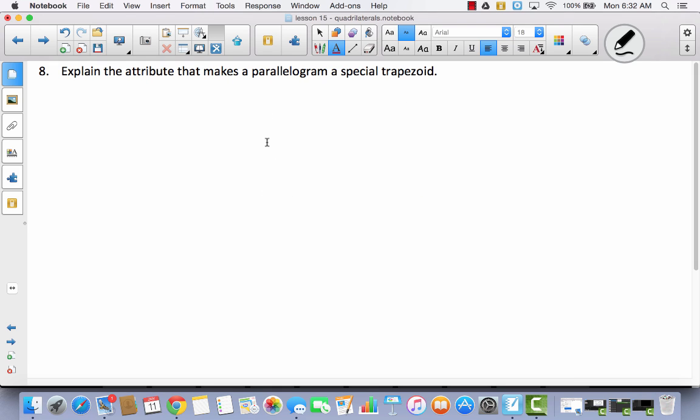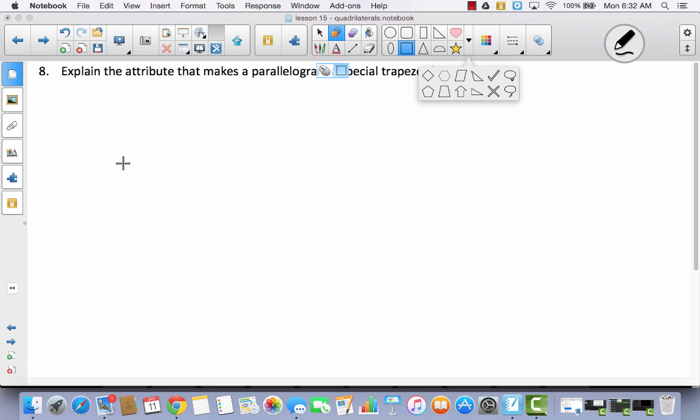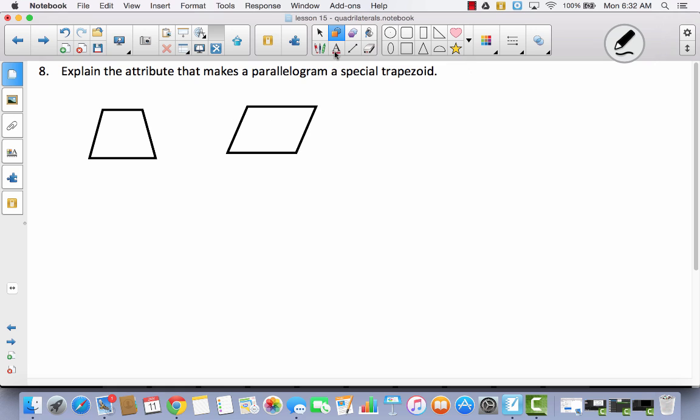All right, let's look at number 8. Explain the attributes that make a parallelogram a special trapezoid. So again, if you think about this for a second, here's my trapezoid, and you don't have to draw this. I just want you to look at these as a comparison. So here's my trapezoid, and here is my parallelogram. Now, a trapezoid has 1 pair of parallel sides, and that's all a figure has to have to be a trapezoid. So this is a trapezoid. This is a trapezoid too. This is not a parallelogram though, but this is.